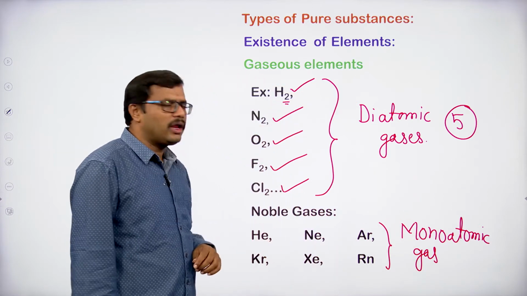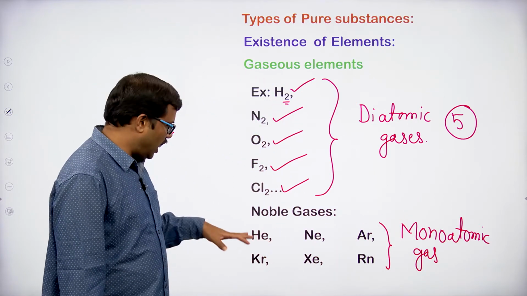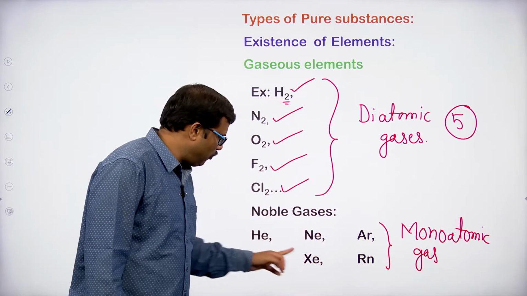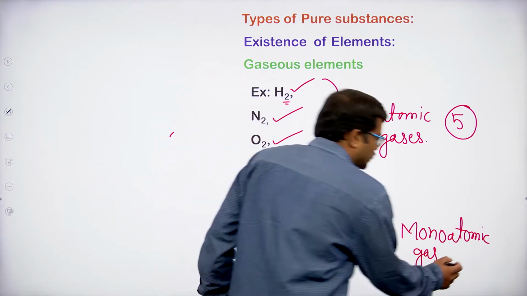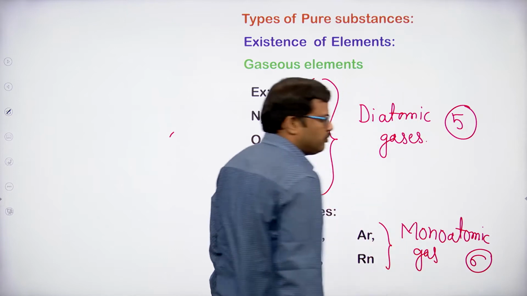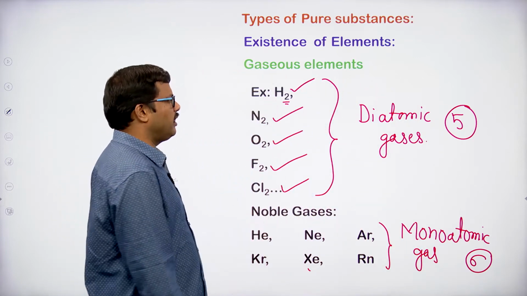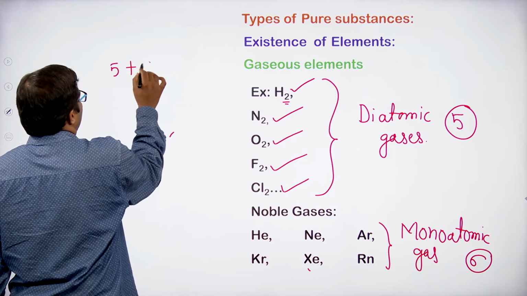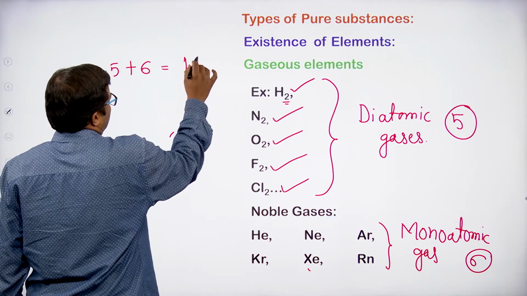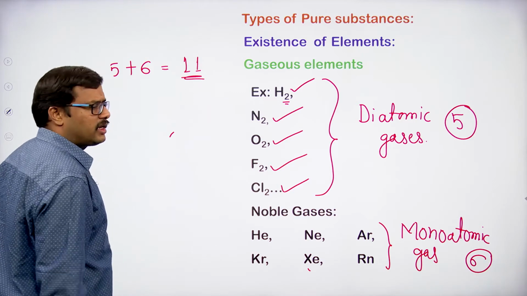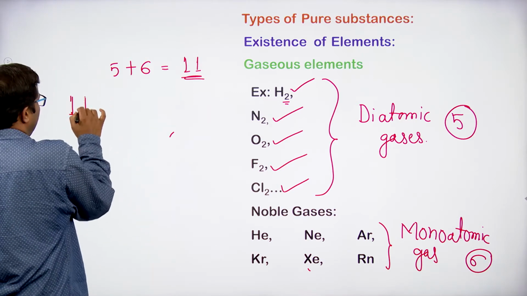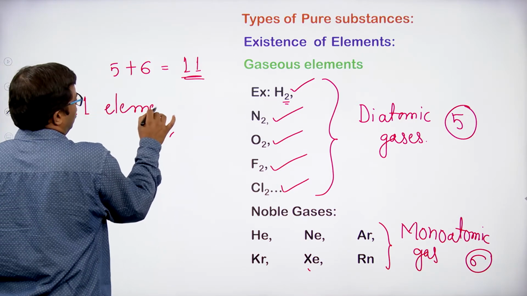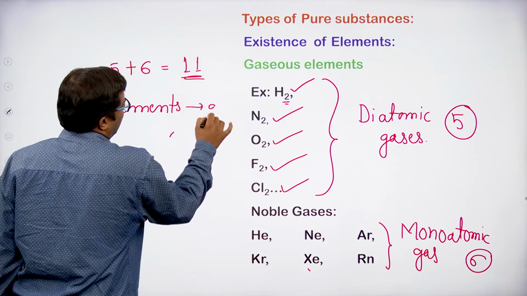How many monoatomic gases do we have? We have 1, 2, 3, 4, 5, 6. Total 6 monoatomic gases, and 5 diatomic gases. So, 5 plus 6, how much? 11, yes. So, 11 elements in the periodic table are gases.